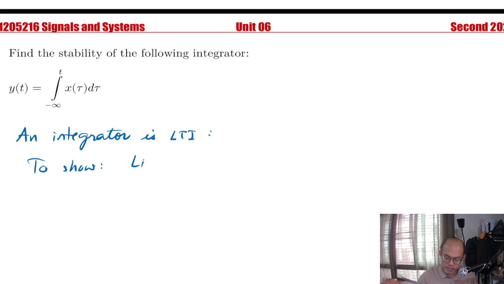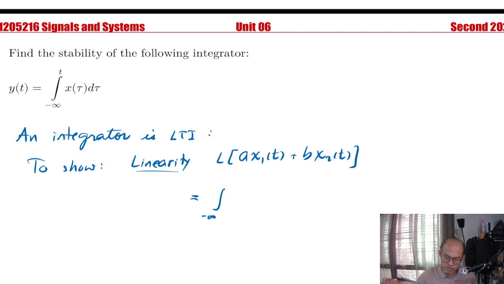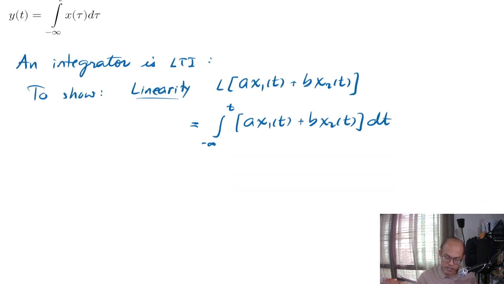Now to show linearity, L of a x1 plus b x2, I have to show that we can take L inside, right? So this is the integral going from minus infinity to t of a x1(t) plus b x2(t) dt, right? And we can take the integration operator inside.